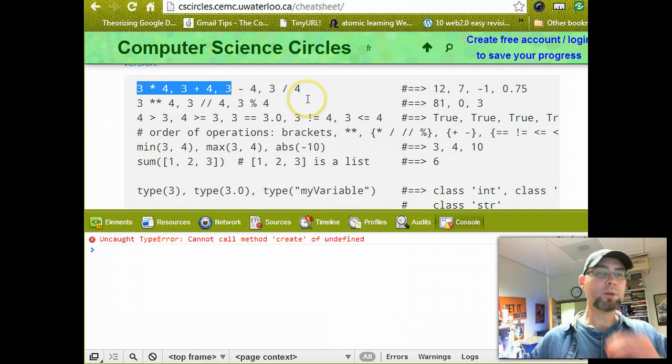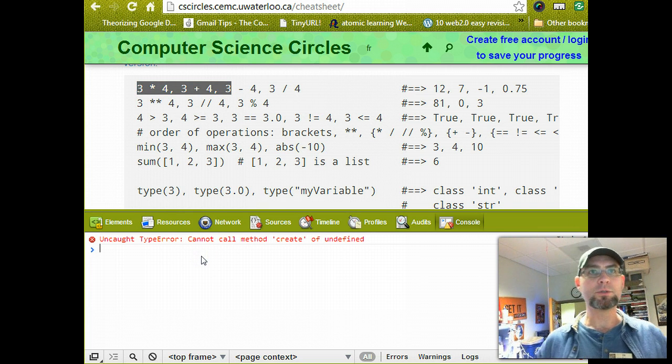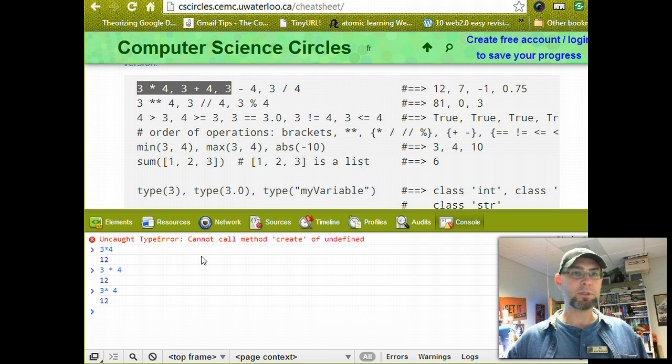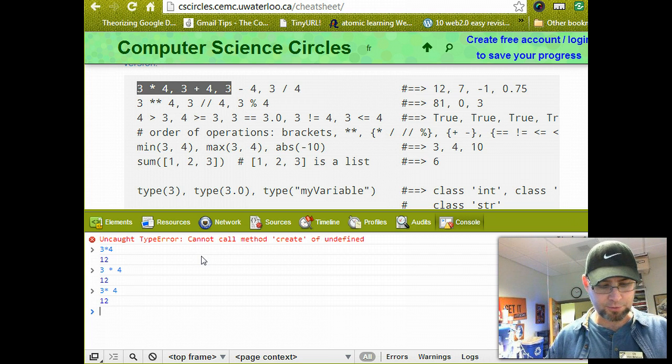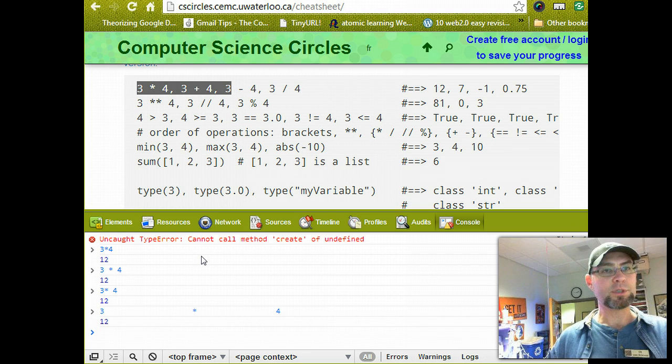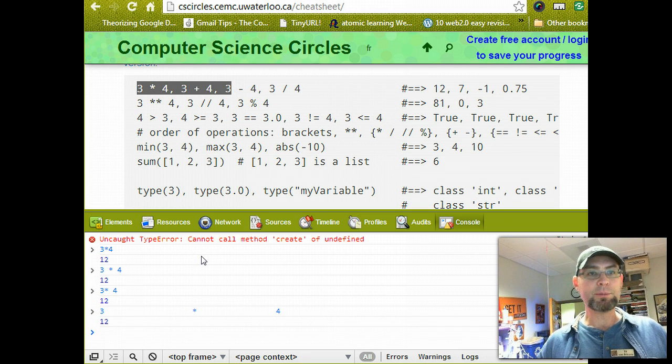Chances are this is monkey work for you, no big deal, but it allows us to experiment with things and learn a little in the process. So 3 star 4, result is 12. Okay, 3 space star space 4. 12. 3 star space 4. So from that we can deduce that really spaces don't make any difference. What if I do 3 space, star, space, 4. Bam, still works, right? So seems to be ignoring spaces.